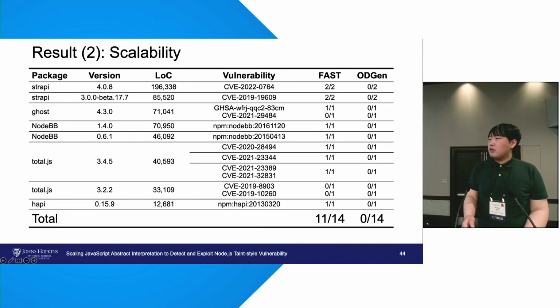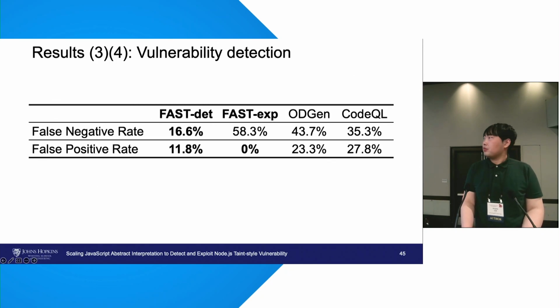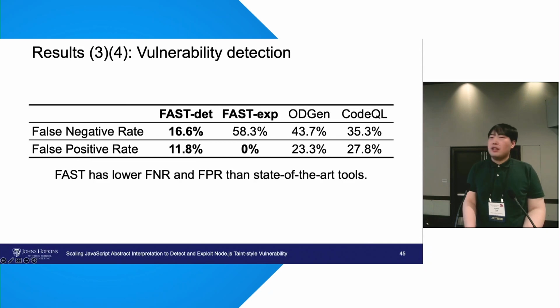Large packages are challenging for abstract interpretation. FAST detects 11 out of 14 vulnerabilities in large packages, while ODGen detects 0, which means FAST scales to large packages that ODGen cannot handle. In terms of vulnerability detection, FAST has lower false negative rate and false positive rate than state-of-the-art tools. Thanks to automatic exploit generation, FastEXP has a 0 false positive rate.